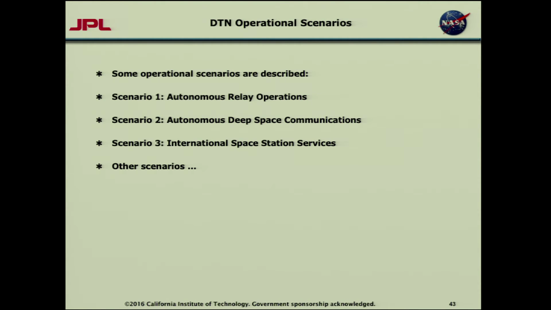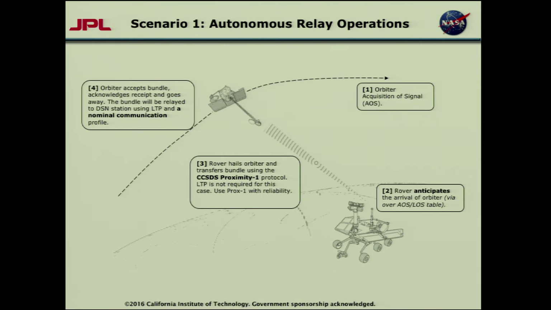And so, operational scenarios, relay operations. You have orbiter acquisition of signal. The rover anticipates the arrival of the orbiter through some mechanism. We already do hailing on Mars, and so you complete the hail and handshake sequence, and you start communicating, and use LTP to maximize the link as much as possible. And so this is autonomous relays using LTP.